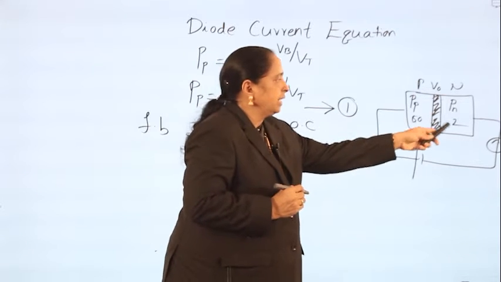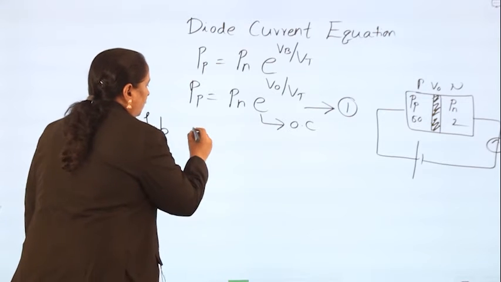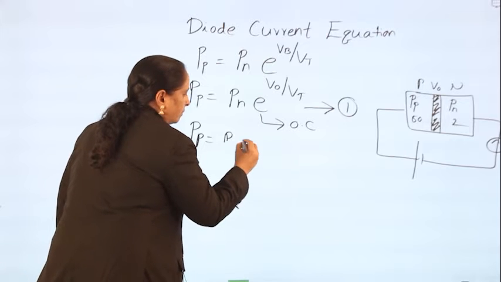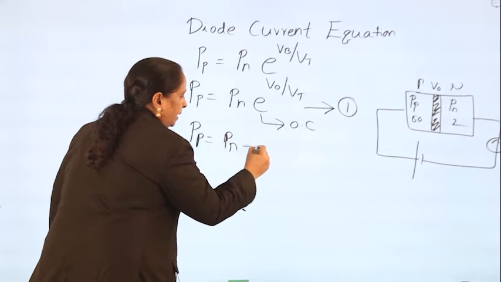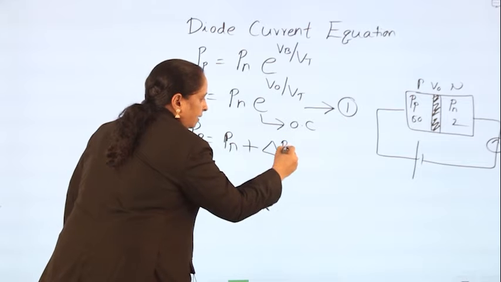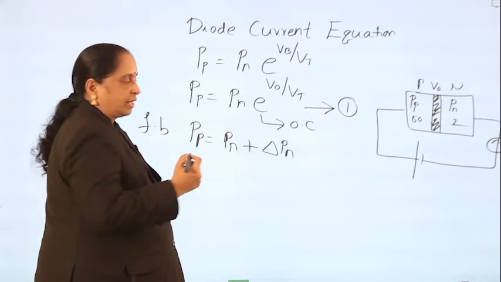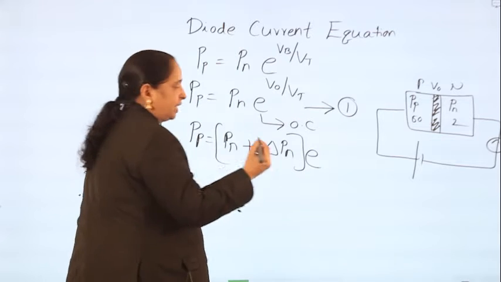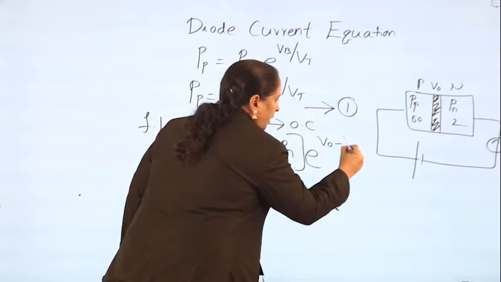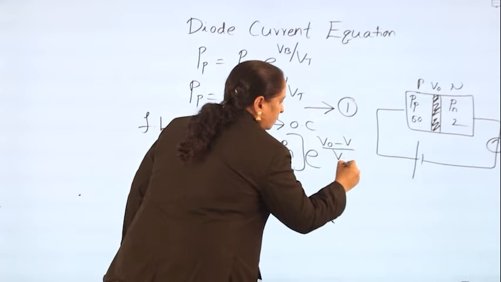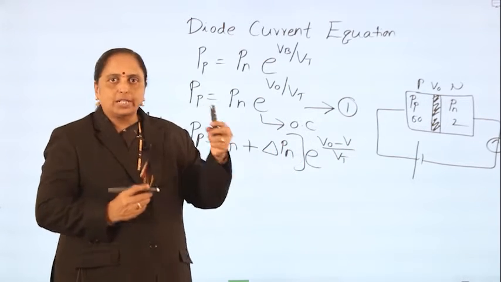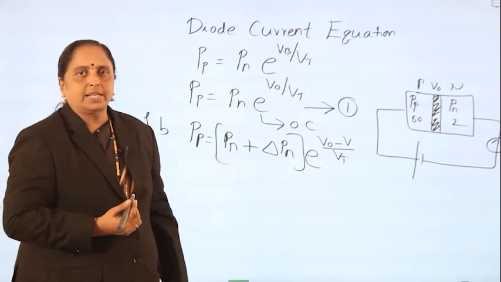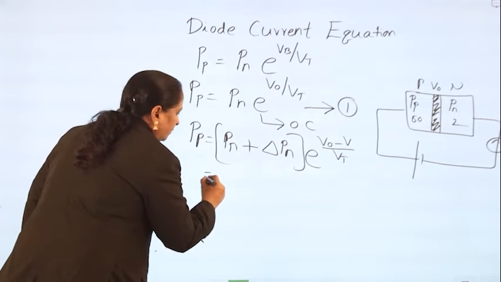Next, now under forward bias condition, what is happening? The hole concentration increases in the N region. Therefore, Pp will become Pn plus delta Pn, that is, a new concentration will occur here, into e to the power of the barrier voltage, which also decreases. Therefore, V naught minus V by Vt. That is, the barrier voltage V naught reduces, then only holes can diffuse across into the other side, that is the N region.